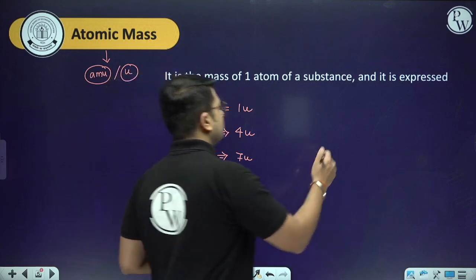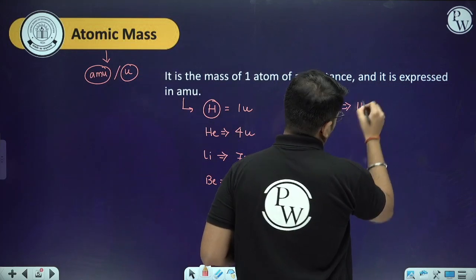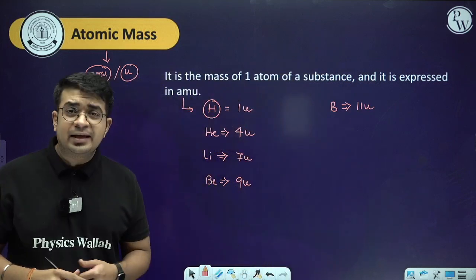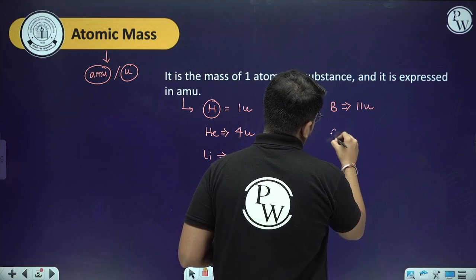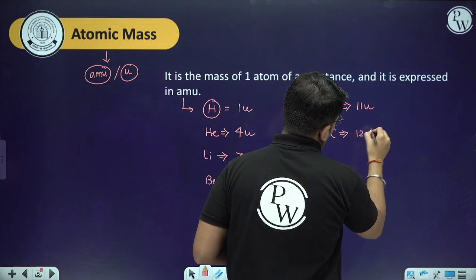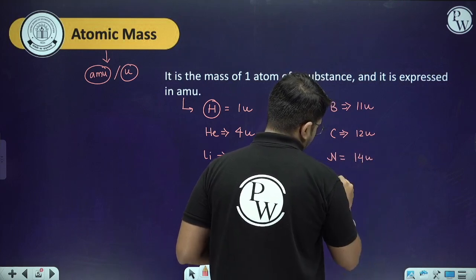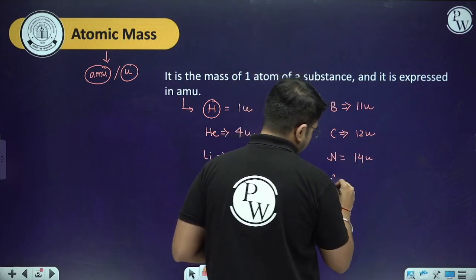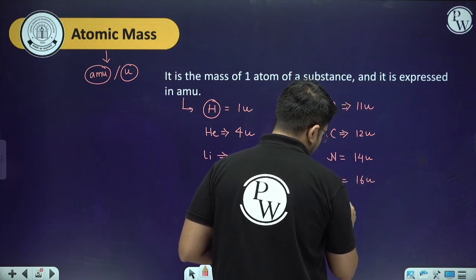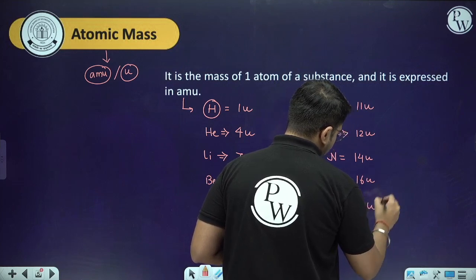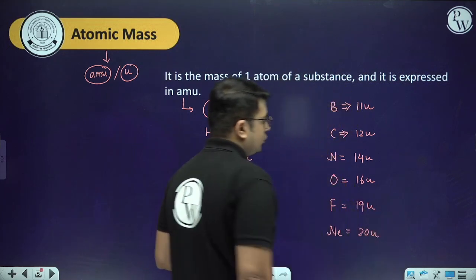If I talk about the next part, you can say we have boron. Let's say it's 11U, although it's not 11U, it's basically 10.8U. Okay, now, if I talk about the next part, which is carbon, we know it is exactly 12U. Let's say for nitrogen, it is 14U. If I talk about the next part, which is your oxygen, let's say it's 16U. For fluorine, it's 19U. And for neon, it is basically 20U.